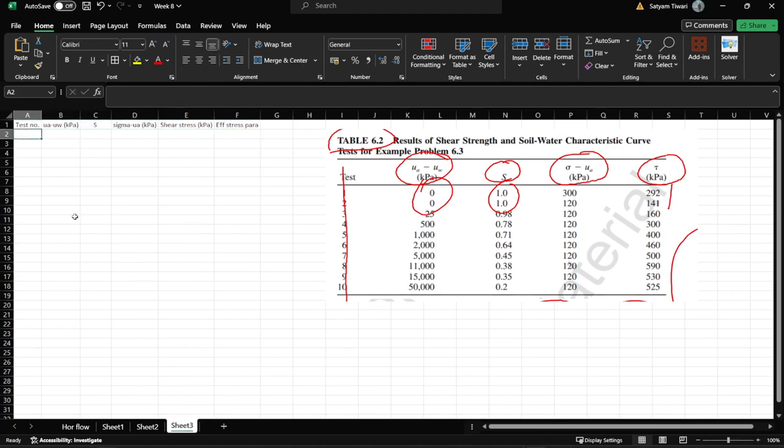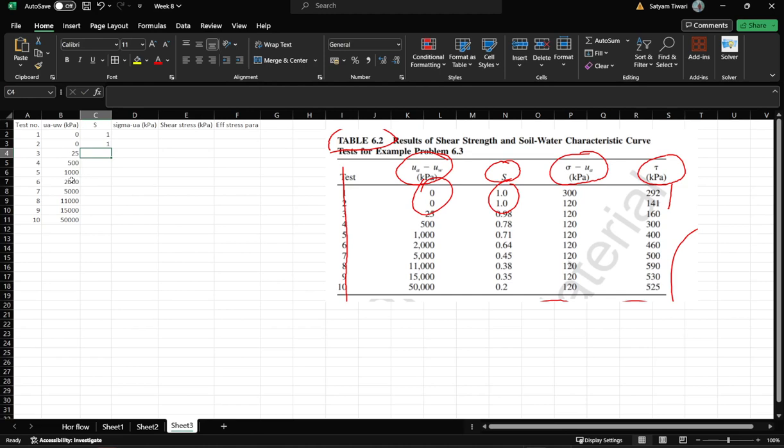So the first one is test number 1, 2, and we are going till test number 10, right? And the value of ua minus uw we will write. For the first one, it's going to be 0, 0, 25, 500, 1000, 2000, 5000, 11,000, and 15,000, then 50,000. So a high range of matric suction values we are covering.